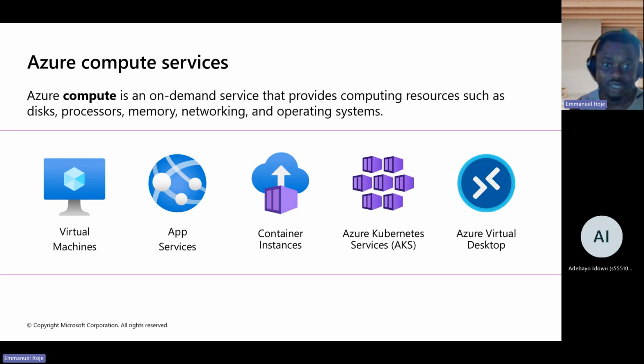Now, from this diagram, these are the five basic compute services we have in Azure: the virtual machines, the app service, the container instances, Azure Kubernetes Service, and Azure Virtual Desktop. So if you're going to look at compute services under Azure itself, these are the five things that we must take note of. Although there's Azure Functions too, which we will cover as we proceed.